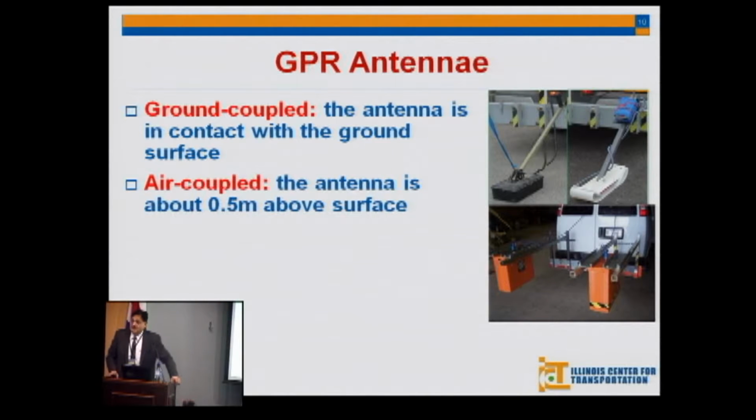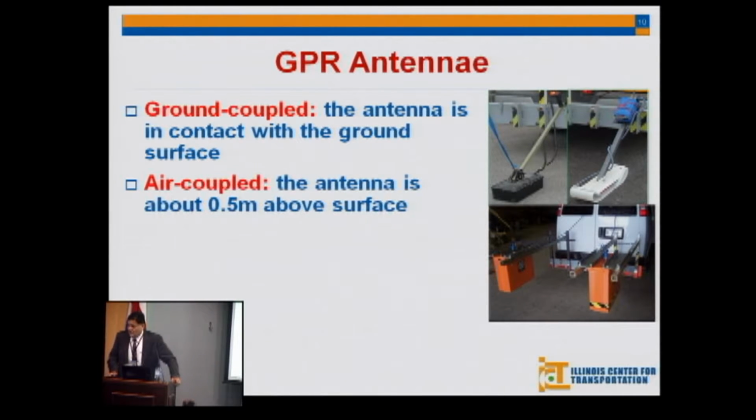For the GPR antenna, we have two types. One is the ground coupled, and the other one is the air coupled. The ground coupled is the one that is in contact with the surface, and there is usually a little concern with that, which is the ringing that you may have from the surface. Another concern is that if you put it on a vehicle, you cannot drive this vehicle more than 10 miles an hour. And usually it's at a lower frequency.